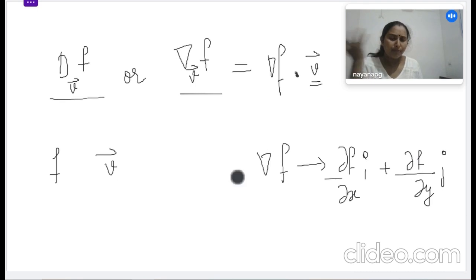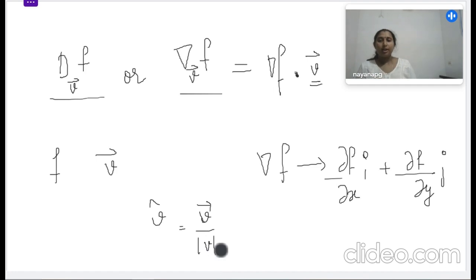So how do we find the direction of v? V is a vector and we need the direction of it. In order to find the direction, we have to take the unit vector of v. The formula for calculating the unit vector is to consider the vector and divide it by the magnitude of that vector. It will give you the unit vector, and we take the dot product of the gradient and the unit vector. We will get the directional derivative of that function over the direction of that given vector.